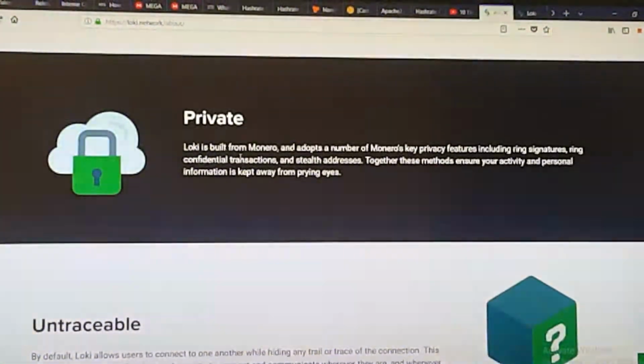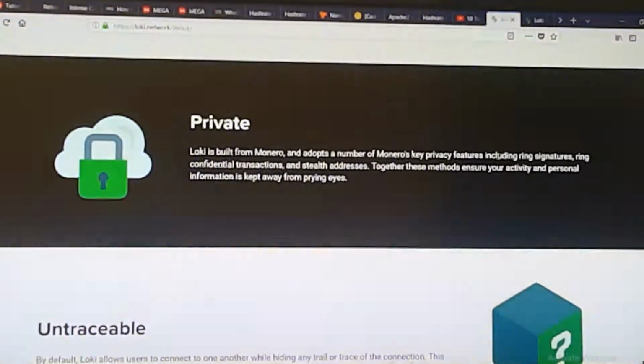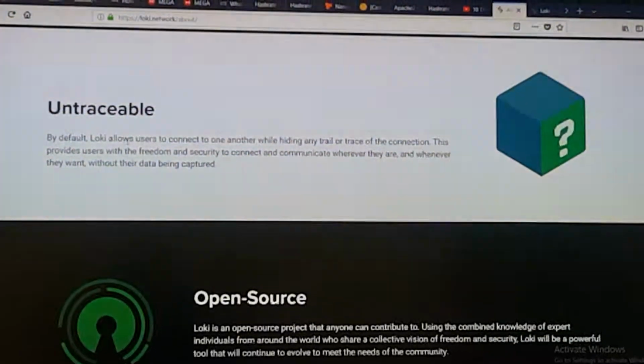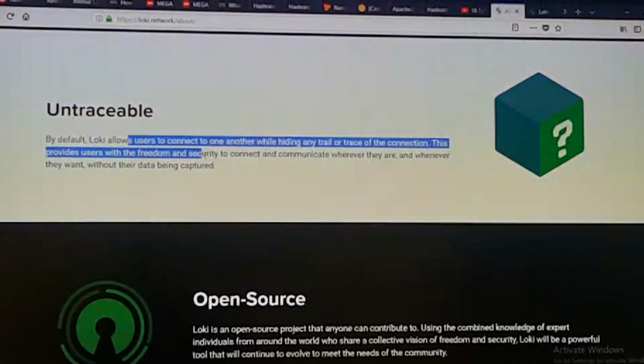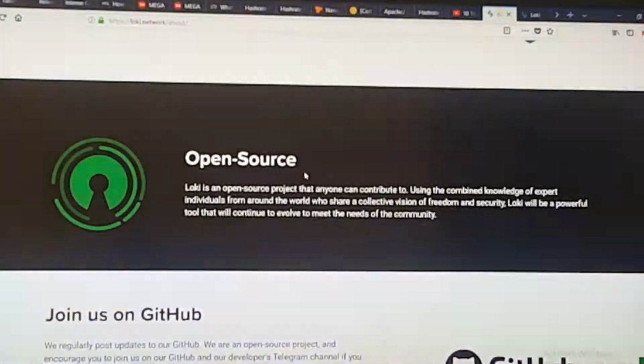Private, so it's like Monero, built off Monero. So it uses ring signatures and ring confidential transactions. So this just makes everything more safe and secure. So it's untraceable. So that means it's more private for you guys. And like I was saying, open source, so anyone in the community can also build on it.